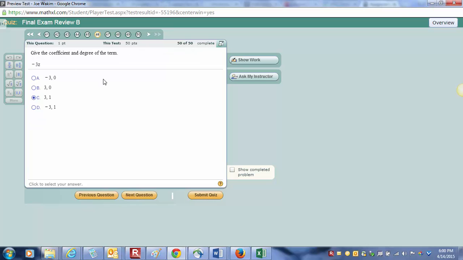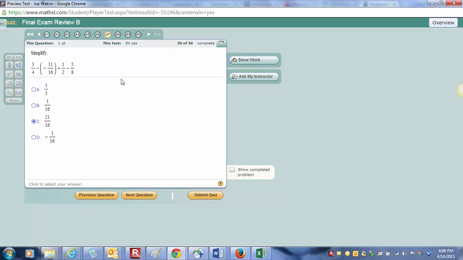Number 46. Give the coefficient and degree of the term. The degree is the highest exponent of z, which is 1. The coefficient is negative 3. So negative 3 and 1 is the final answer. So here again the coefficient is negative 3 and the degree of the term is 1. So negative 3, 1 would be the final answer.